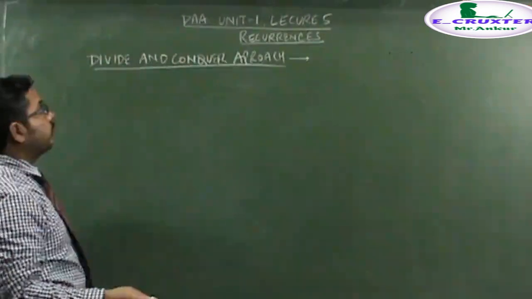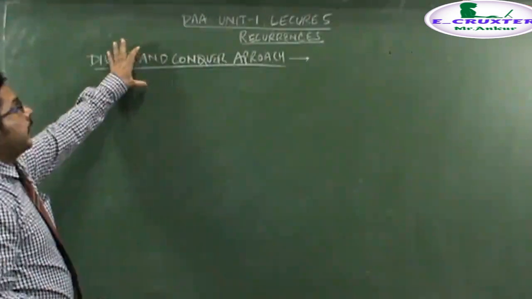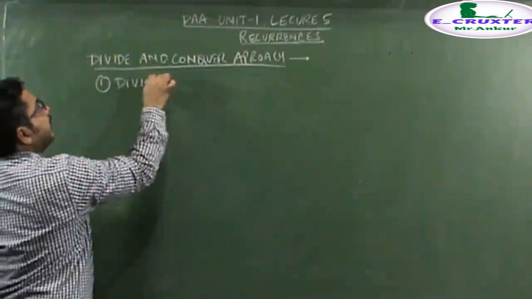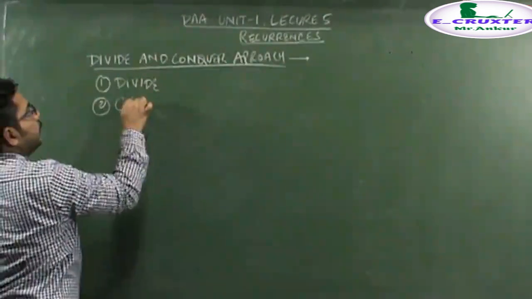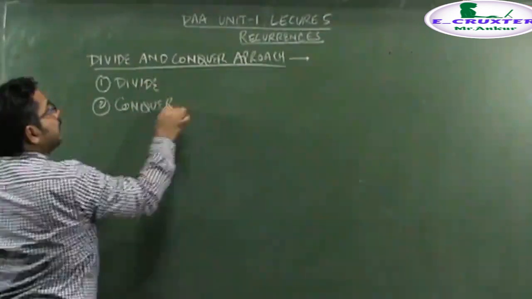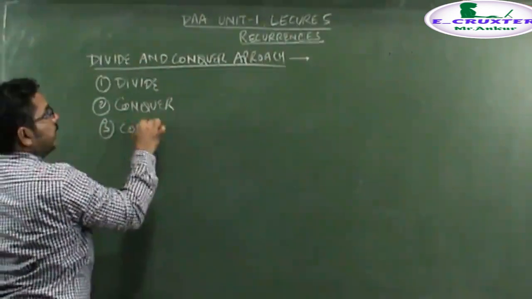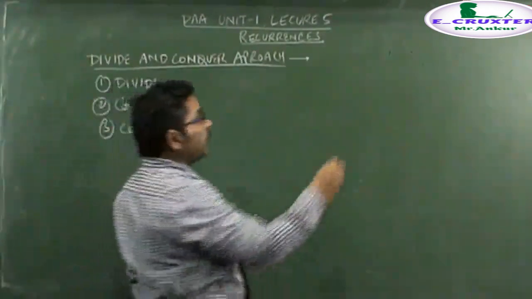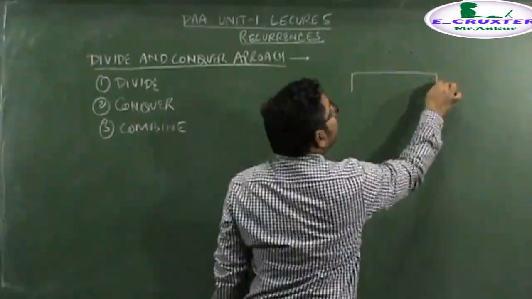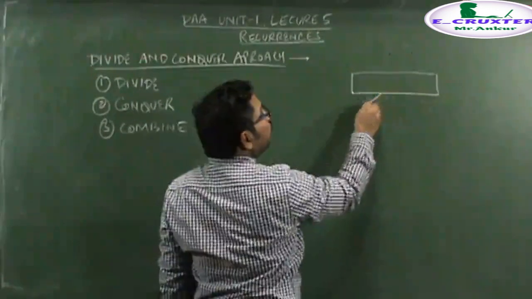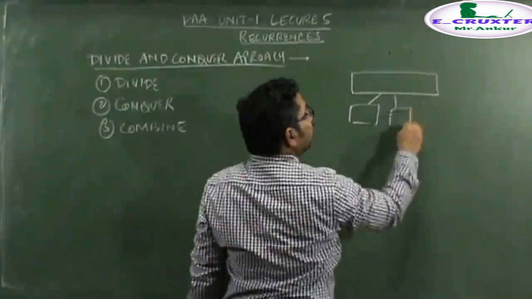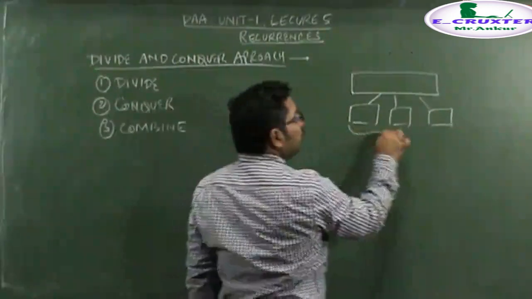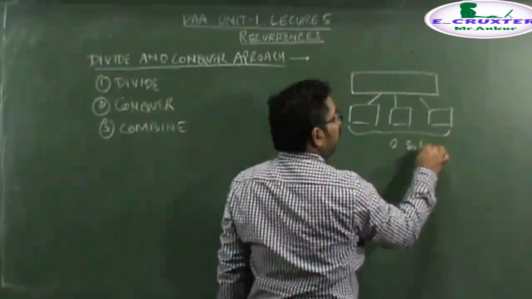In the previous lecture we discussed that in the divide and conquer approach, there are three steps. The first step was the divide step, the second step was the conquer step, and the third step was the combine step. In the divide step, we were breaking the original problem into a number of sub-problems, let's say for example, a sub-problems.